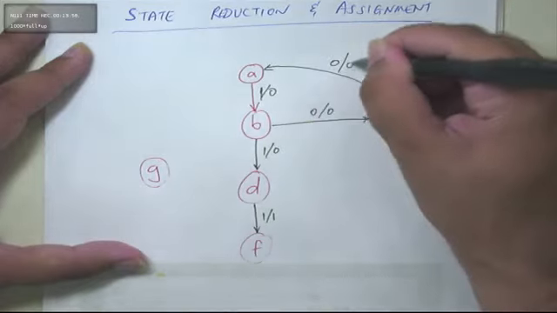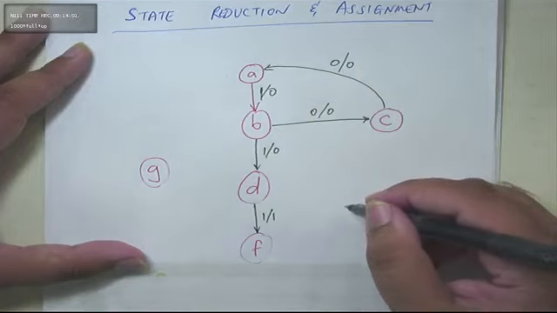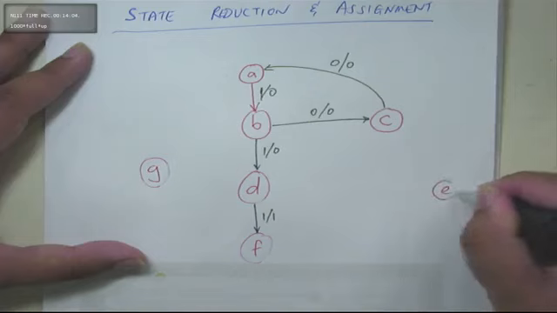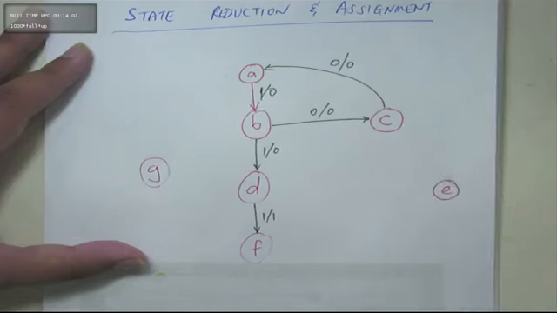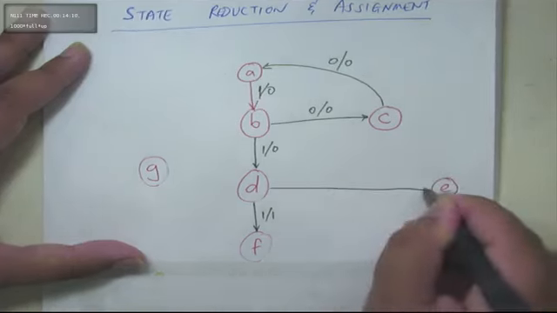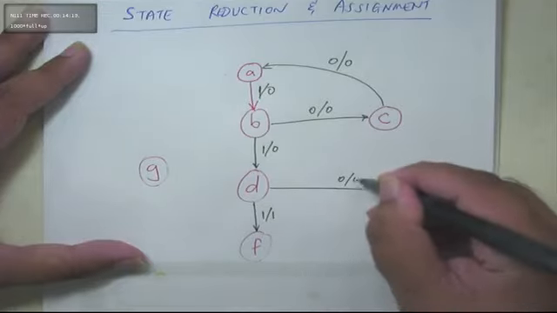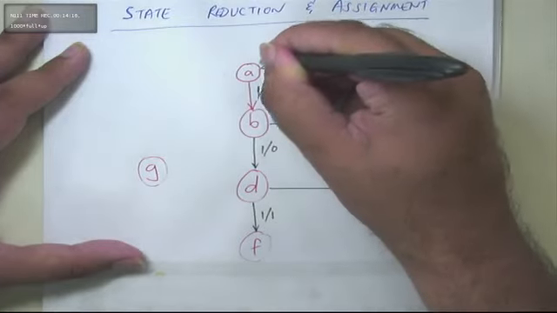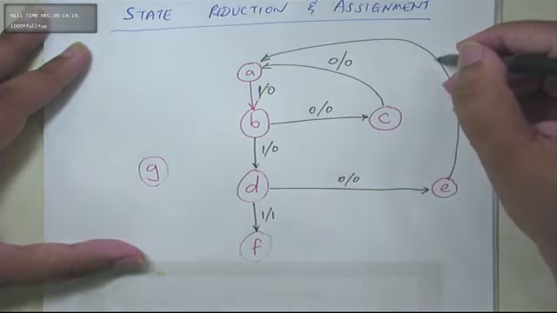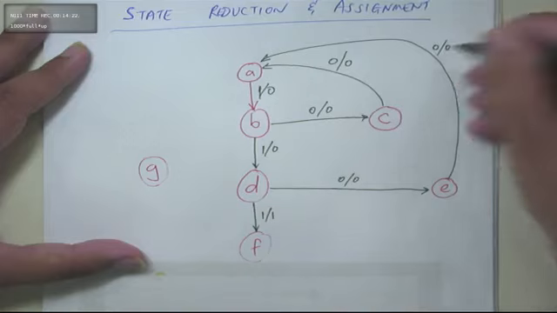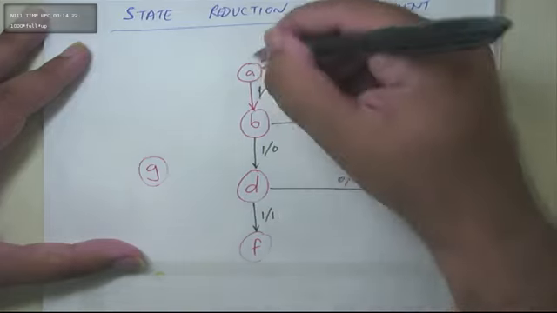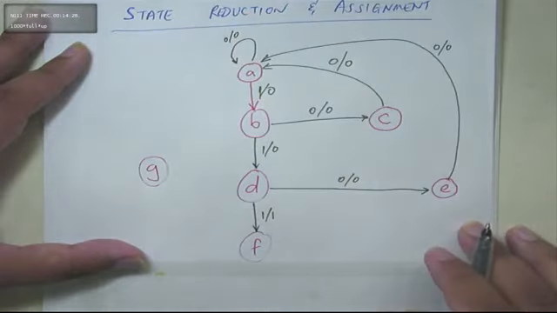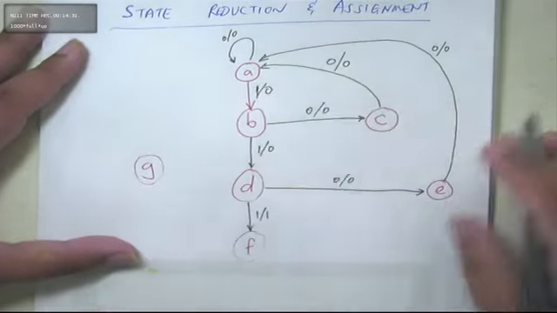I made a mistake. I should have photocopied this picture. Oh, and there's one more, guys. There's one more over here. It's called state E. 0 0. State E goes up to this guy here again, A, which is 0 0. A loops back in. That's a 0 0. Are you guys able to see this clearly? Yeah, picture is clear.